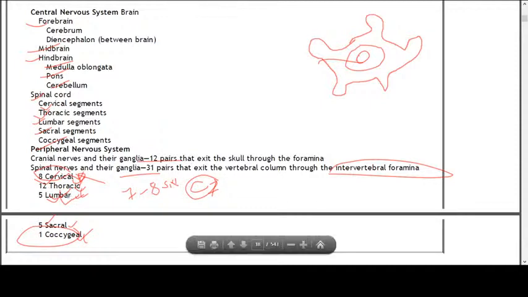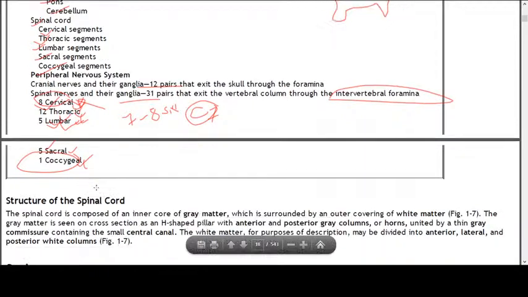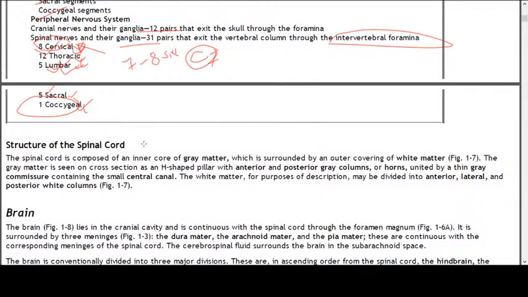12 thoracic nerves, 5 lumbar, 5 sacral, and coccygeal. The coccygeal is only one piece; there is only one coccygeal spinal nerve. Structure of the spinal cord. So let's see the structure of the spinal cord.